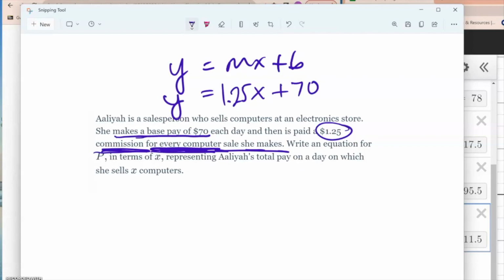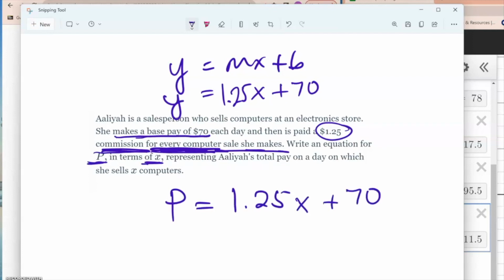And then remember, in my previous question, I kept y and x, but you have to use whatever letters they give you. So write an equation for p in terms of x. So this should be capital P equals 1.25 x, the x in the question, plus 70. All right, so please make sure you use the variables that they're using in the questions.